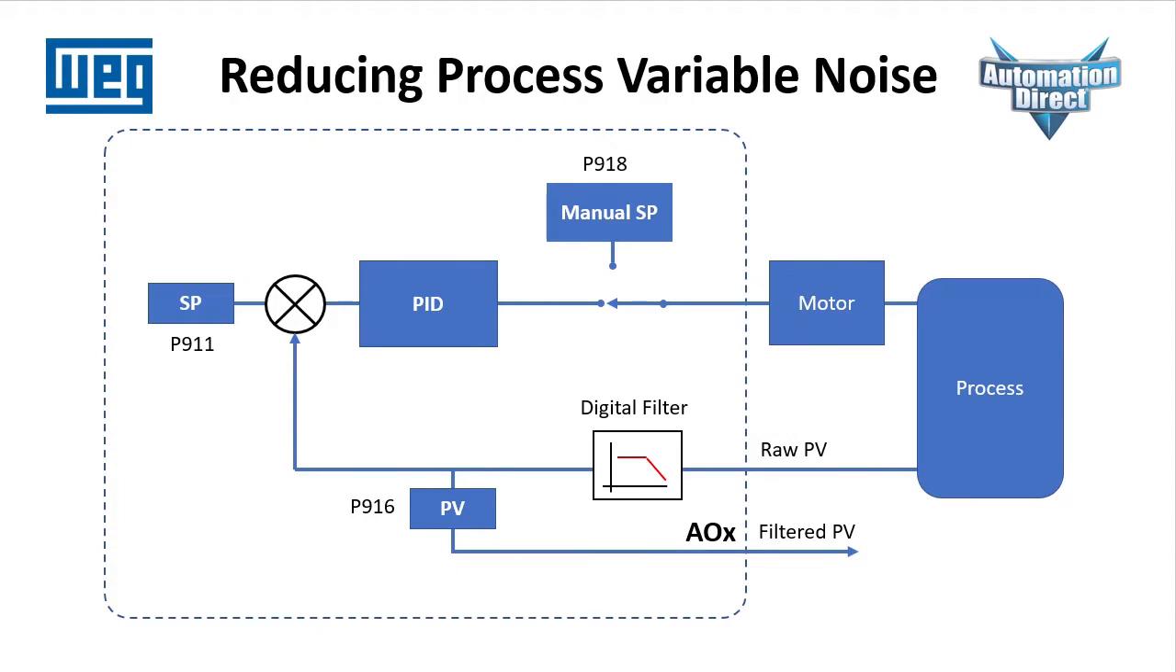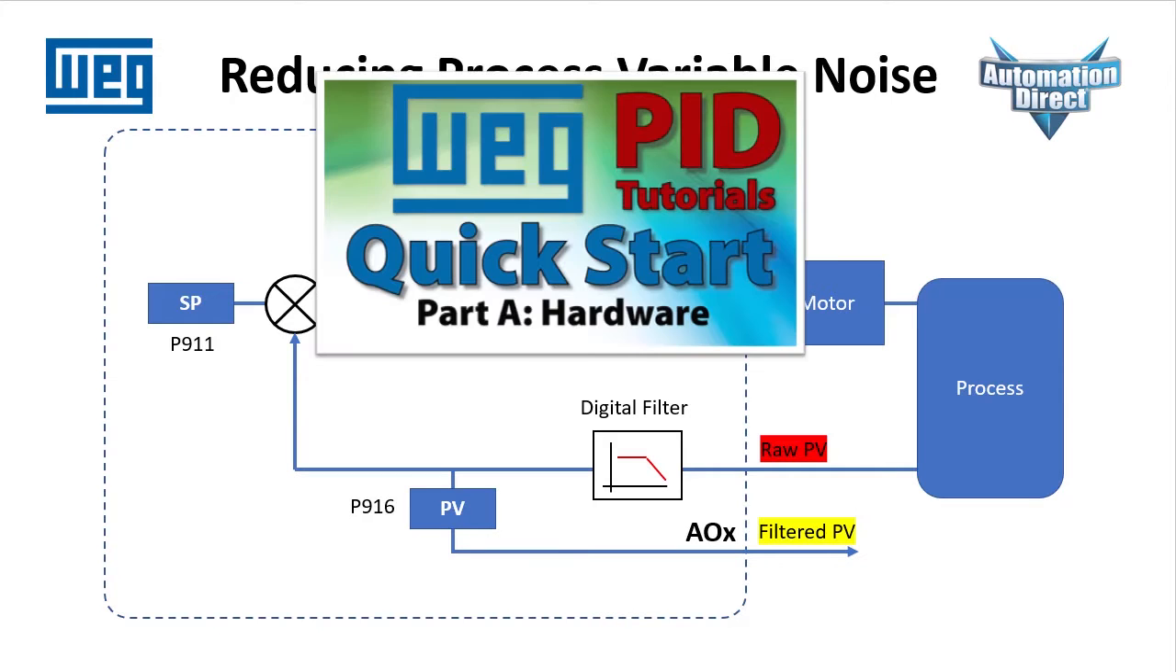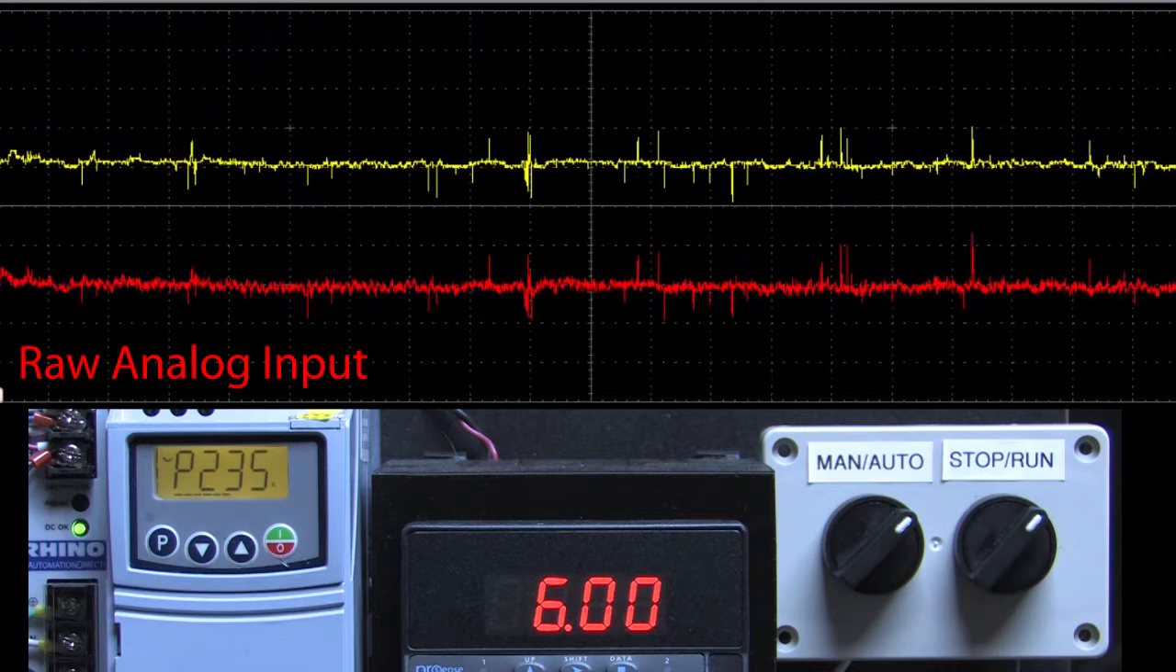I connected an oscilloscope here to look at the raw, unfiltered analog input, and here to view the analog output, which is showing us the filtered process variable that PID actually uses. I'm using the exact same hardware we used in all of the videos in this series. You can learn about that in this video. The red trace is the raw analog input, and the yellow trace is the filtered process variable. Ignore all of these noise spikes. We're going to talk about those in the next section.